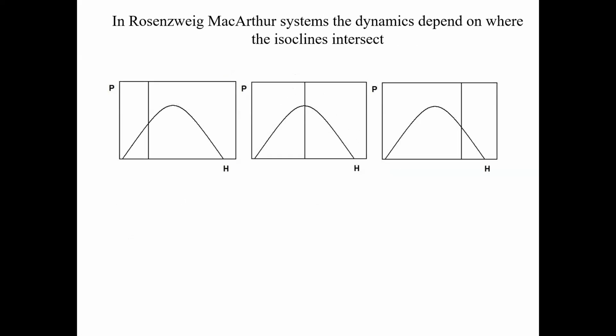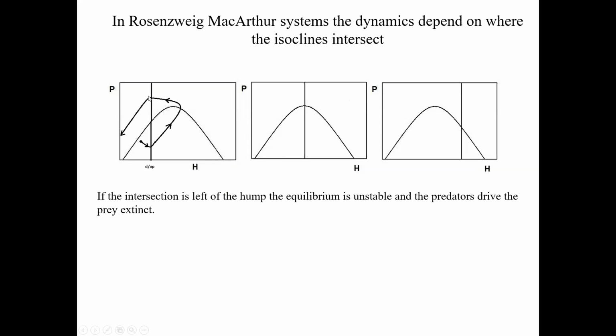So here are the three cases that arise from allowing prey to compete with one another in the Macarthur-Rosenzweig formulation of the model. So what happens here? Well, in every case, this quadrant right here, you move down and to the right. In this one, you move up and to the right, up and to the left, down and to the left. But the results are quite different.